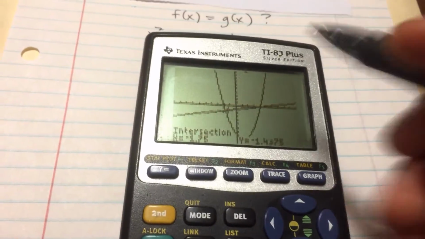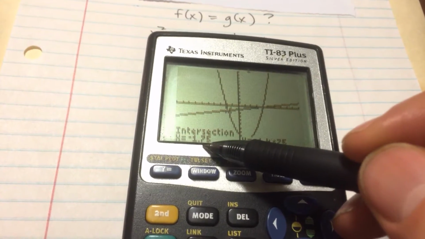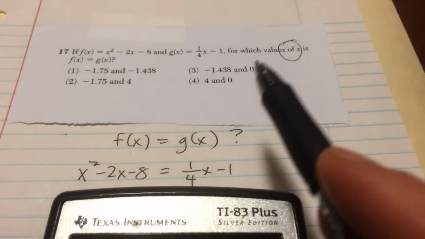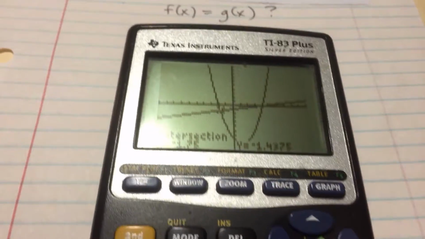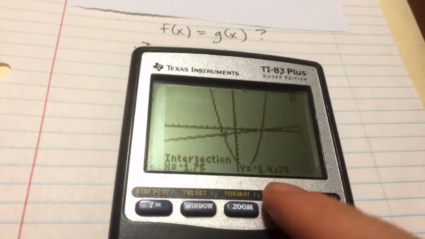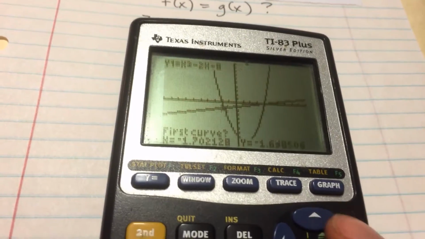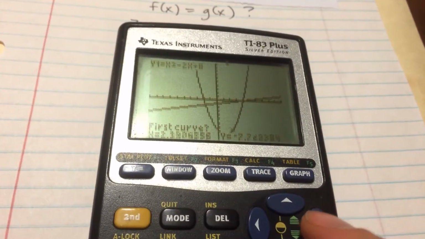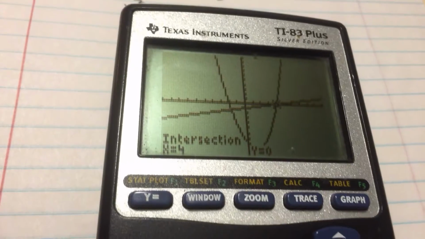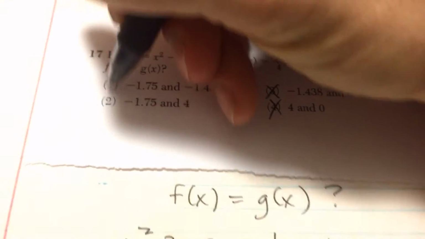If you notice, the x value where they intersect is negative 1.75. They're talking about for which values of x, and this is my x value. So it looks like in number 3 and 1, they have negative 1.438. They're trying to confuse you. So negative 1.75. Our answers are either choices 1 and 2. Just to confirm, I'm going to go back to the intersect. I'm going to scroll all the way over to the right using my right arrow, put it on the intersection point and hit enter. Notice how it says x equals 4. So it's actually choice 2.